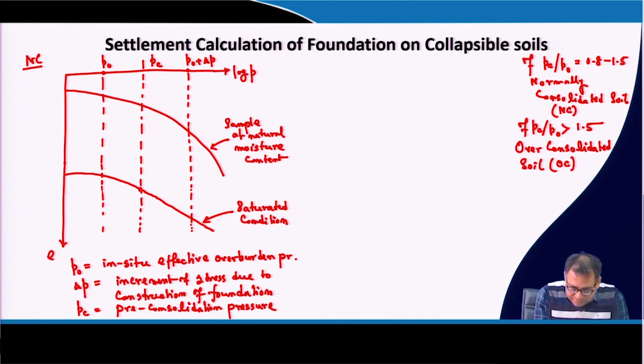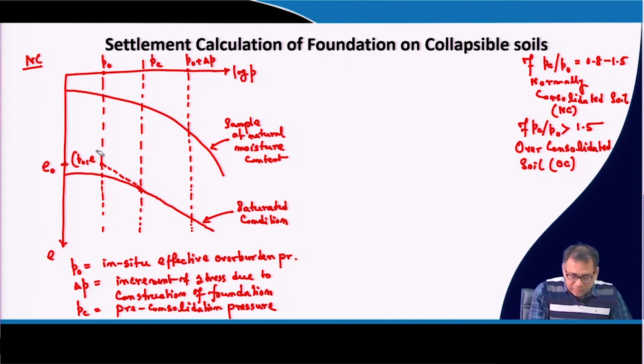Once I get the PC value, I will extend this straight portion of the line, and it will reach this point. This point corresponding to this E will give us E0, and the coordinates of this point will be P0 and E0. So, this is the point E0 and P0.